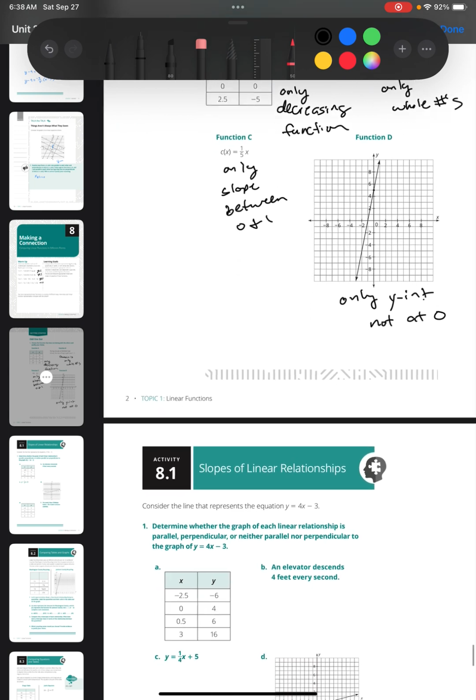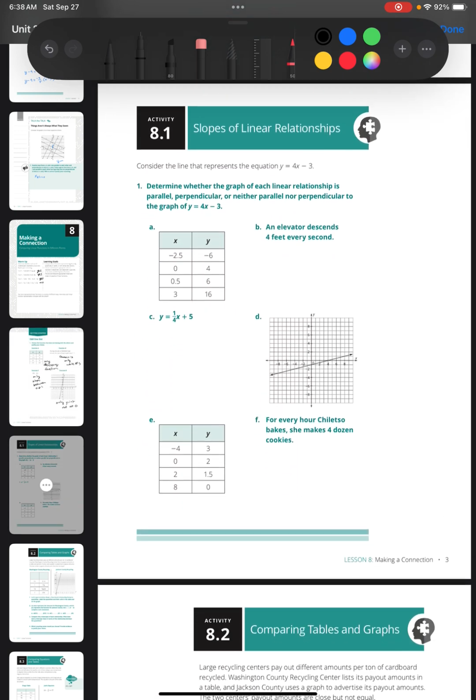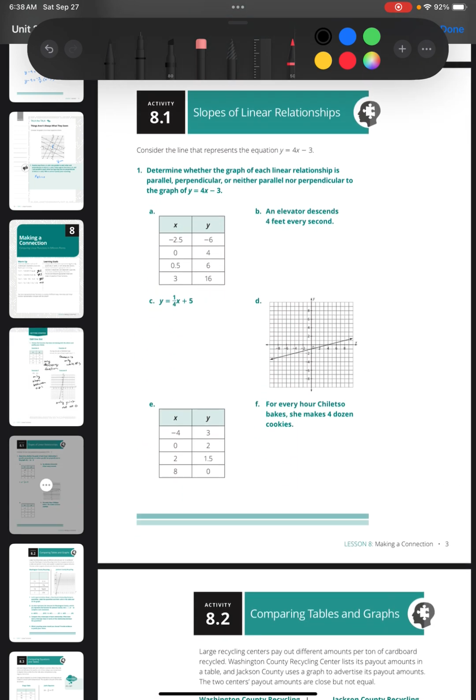All right, so moving on to activity 8.1, I should say. It says determine whether the graph of each linear relationship is parallel, perpendicular, or neither parallel nor perpendicular to the graph of 4x minus 3. All right, so starting with A, the table. What we need to know about each one of these is the slope.